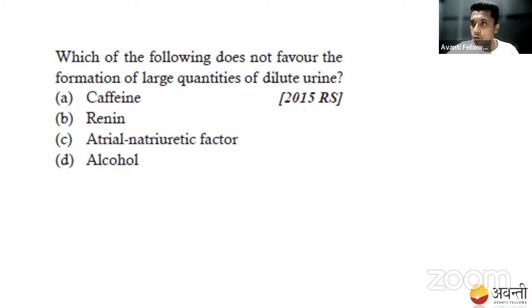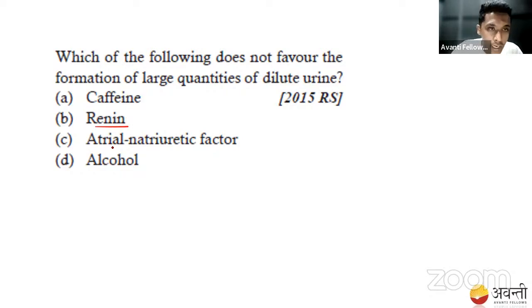All right. So the question asked here is, which of the following does not favor the formation of large quantities of dilute urine? When it comes to caffeine, it is a natural vasodilator, so your urine formation will happen faster, and usually you dehydrate. When it comes to renin, usually whenever there is a decrease in glomerular filtration, it increases the glomerular filtration, and again your formation of urine is increased.